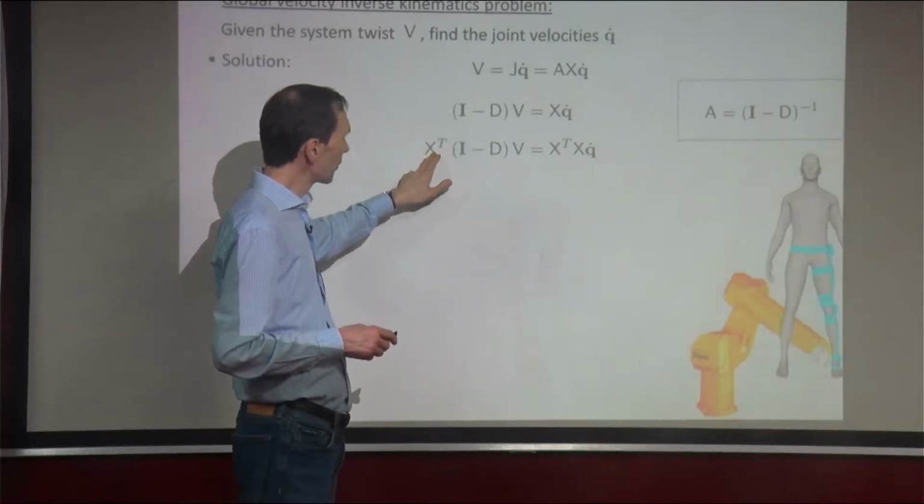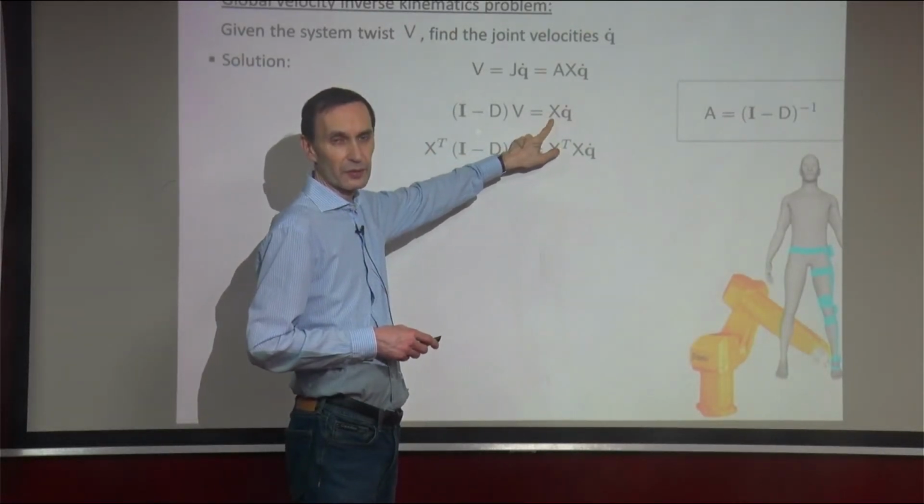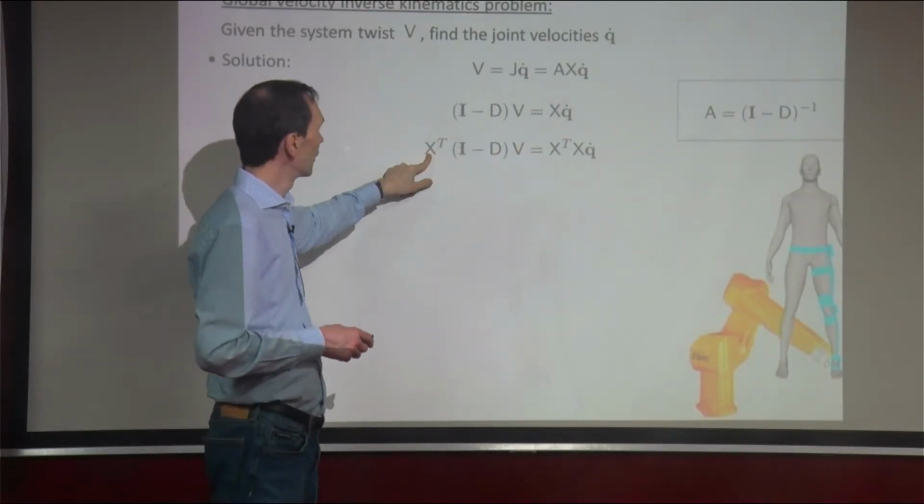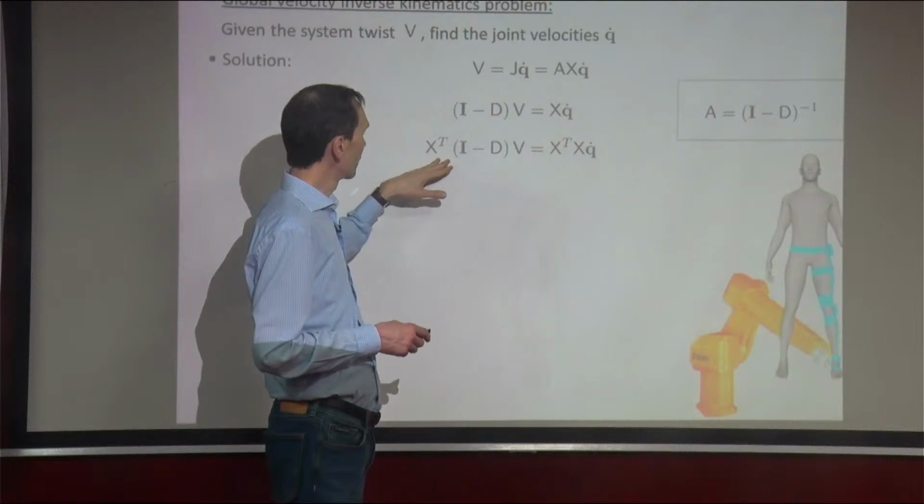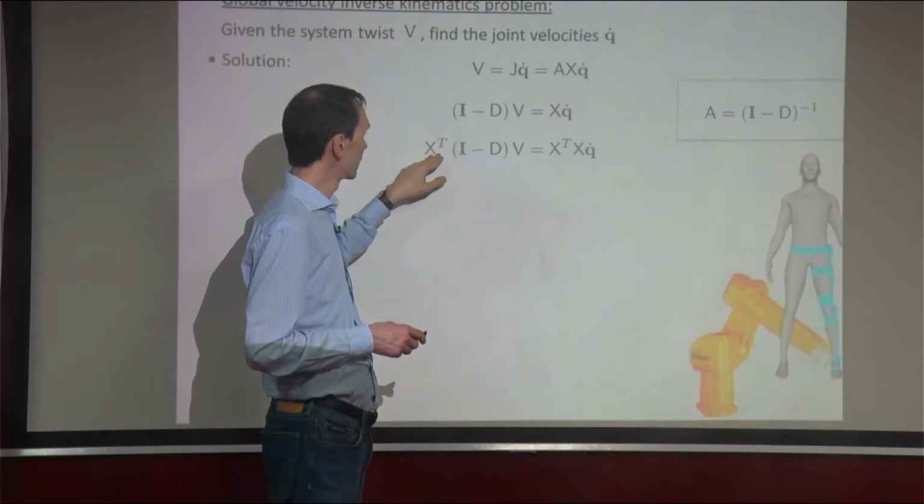So the transpose, we said this is 6n times n. The transpose is, of course, an n times 6n. And all this together makes, of course, a what? An n vector. That's it.